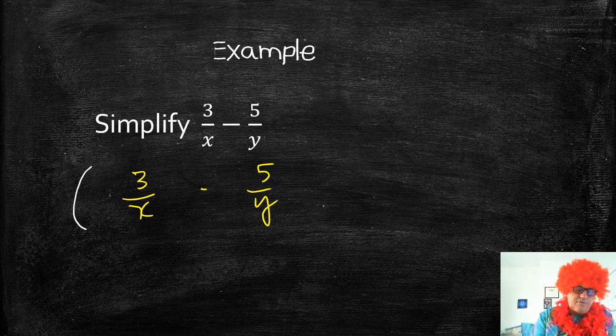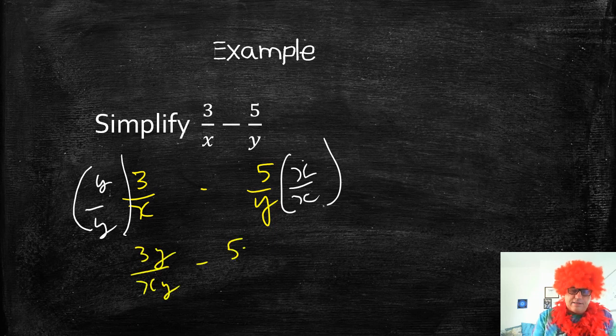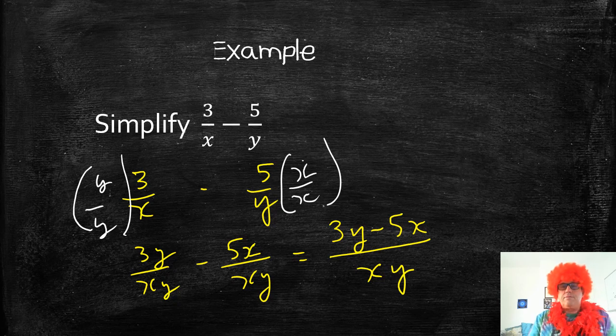So I need to multiply this fraction by y over y, and I need to multiply this fraction by x over x. So what do I get? I get 3y over xy minus 5x over xy. My denominator is the same, so my answer is 3y minus 5x over xy. Can I simplify this? No, there are no common factors. I can't factor anything out of the numerator, so that's it.